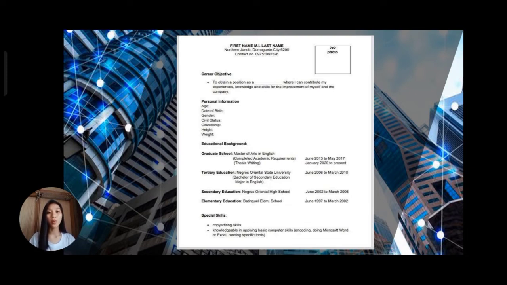The next is your special skills. For example, copy editing skills, knowledgeable in applying computer skills like in coding, doing Microsoft Word or Excel, or running specific tools. So as I said before, having the ability or capability of using computers is an advantage to you because modern businesses rely on computerized technology to efficiently complete vast amounts of tasks. So using technologies will allow you to be more productive and easily complete given tasks.